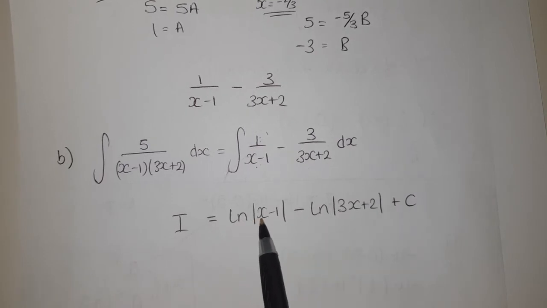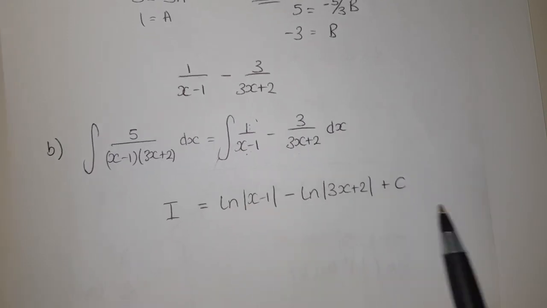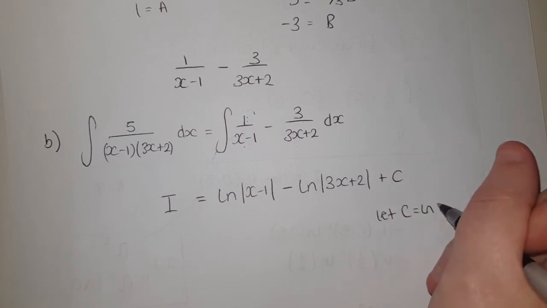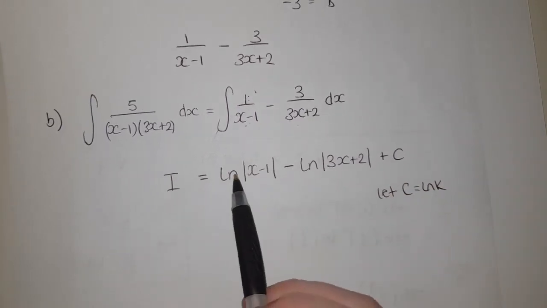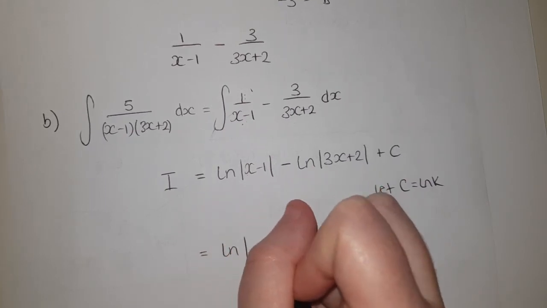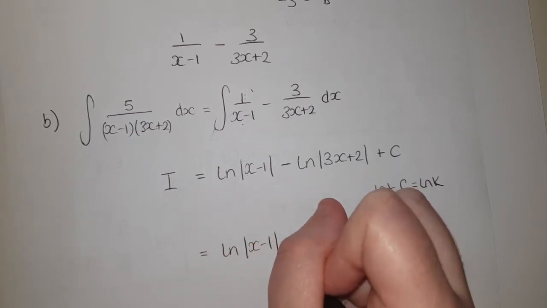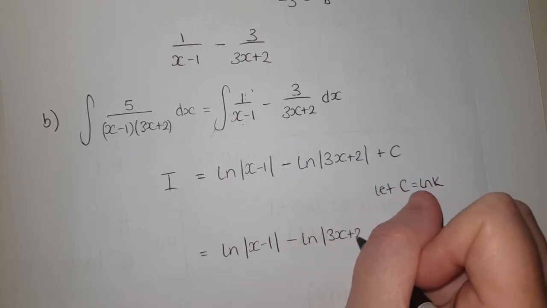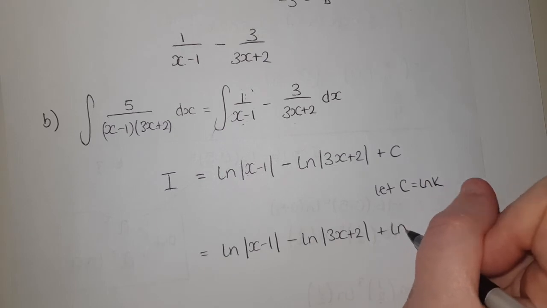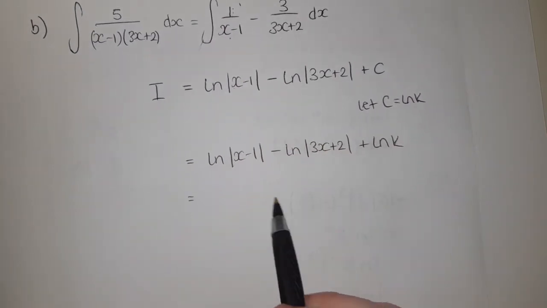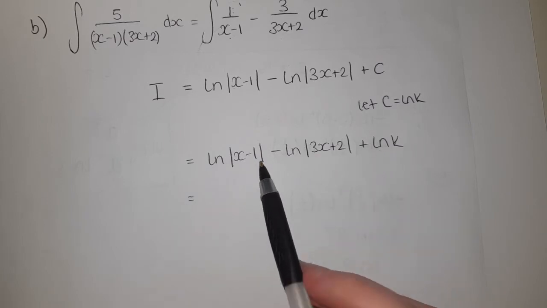Now the first thing to do is, if all your terms are in terms of logs, what you can do is we can say let c equal ln k. That way we can turn all of this just into one log term. So I get ln of x minus 1 minus ln of 3x plus 2 plus ln k. So remembering your log laws, when you're adding terms together, you just multiply them.